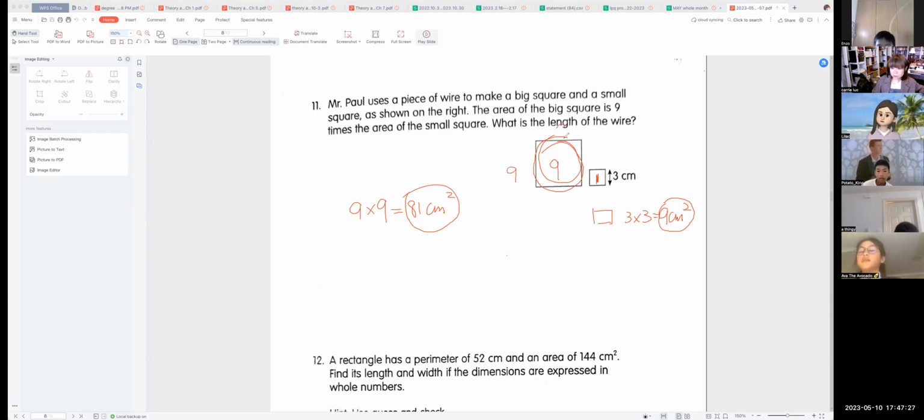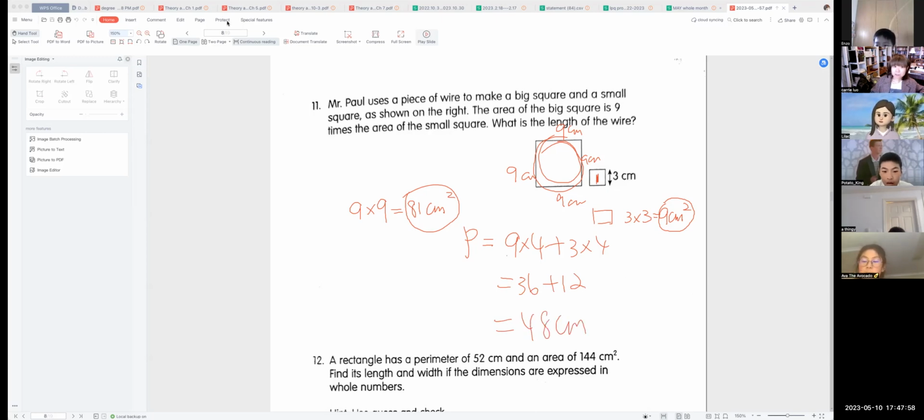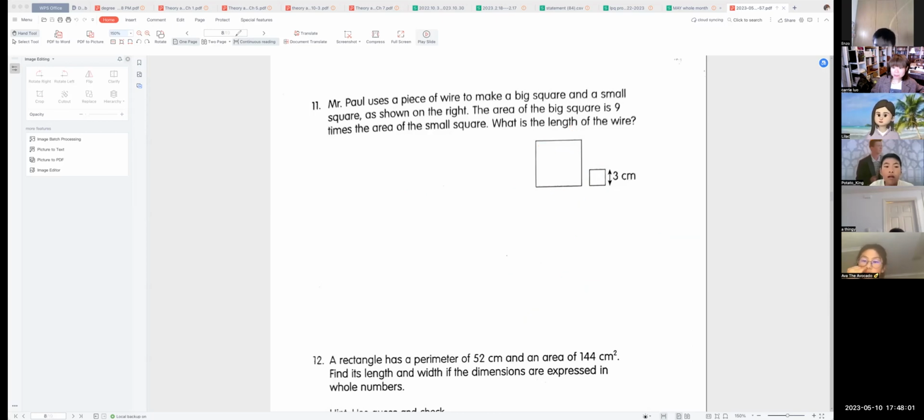Will be 9, right? 是不是等于9？对吧？I forgot to calculate the length of the wire. I just calculated the area of the big square. Yeah, so how long is the wire? 就是这个绳子是用来做2个正方形，对不对？那要求的是什么？求这2个正方形的 perimeter，对不对？所以9乘以4加上3乘以4，so the answer is 36 plus 12 equals 48 centimeters. Understood, everybody? Okay, very good.